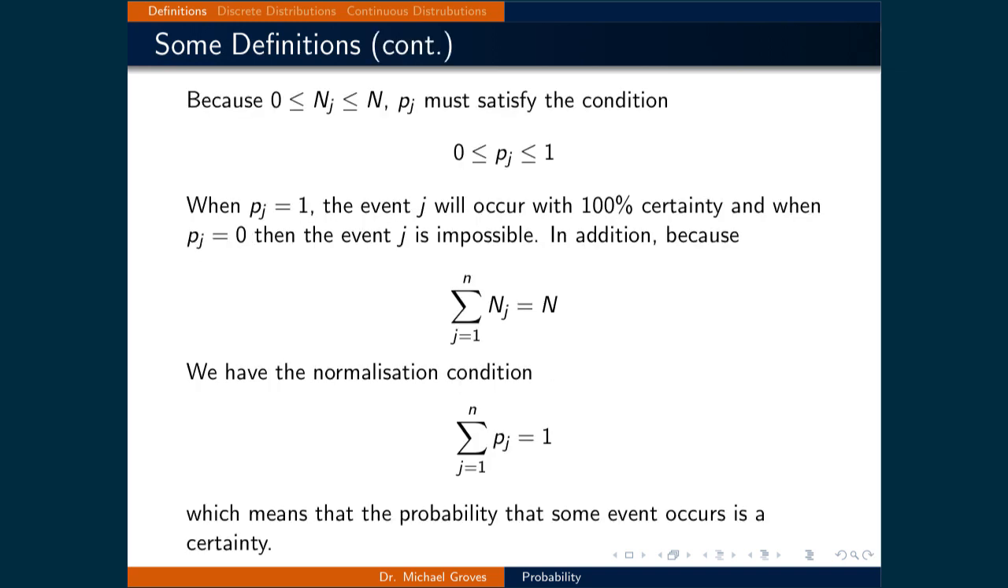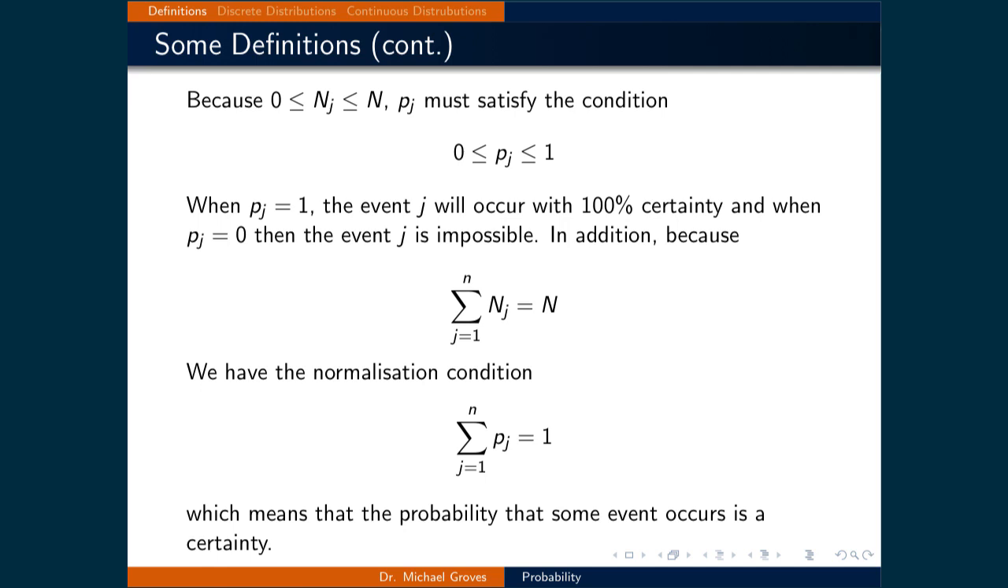Let's define a couple of other things. Because the number of times that a specific event occurs must be greater than or equal to 0 and less than or equal to the total number of events, the probability that a specific event occurs must lie between 0 and 1. When the probability that a specific event occurs is 1, then we say that the event will occur with 100% certainty, and when it's equal to 0, then the event is impossible.